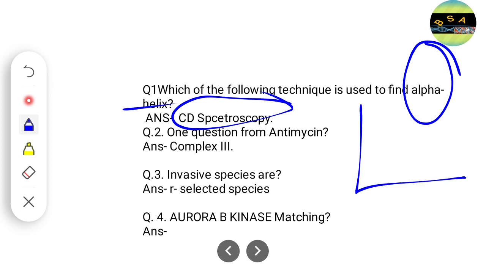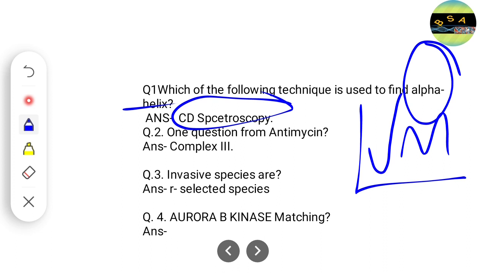Okay, and you have learned some hump-like structure, so how to identify two humps, if there. So this type of thing you have already noticed. So the correct answer to find out the alpha helix will be CD spectroscopy.